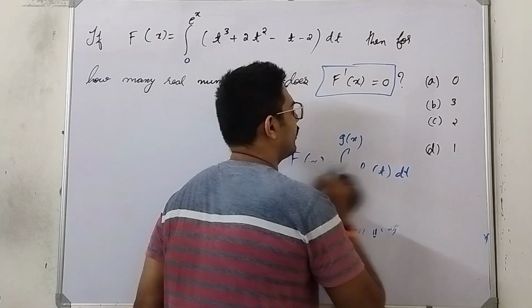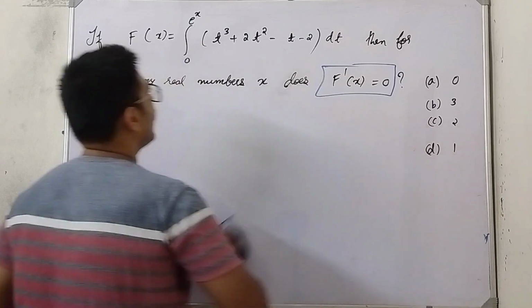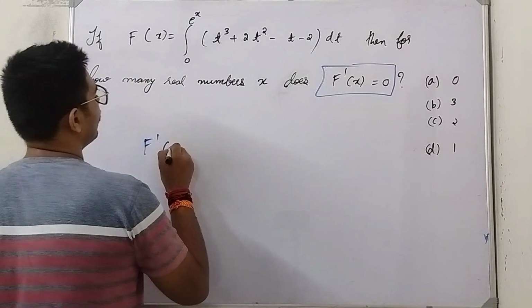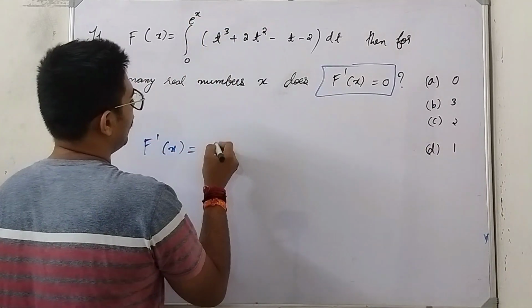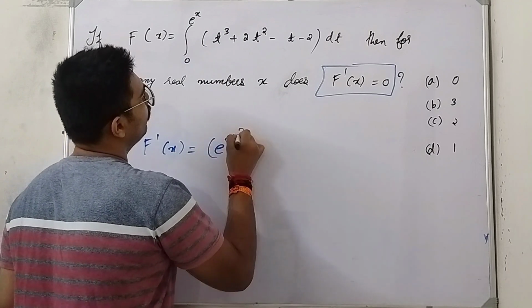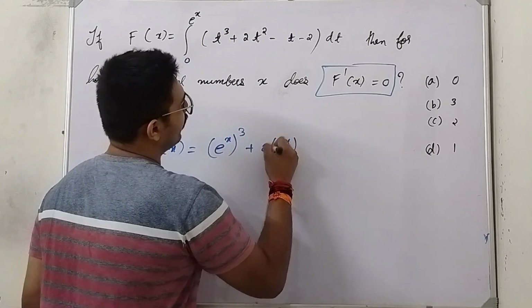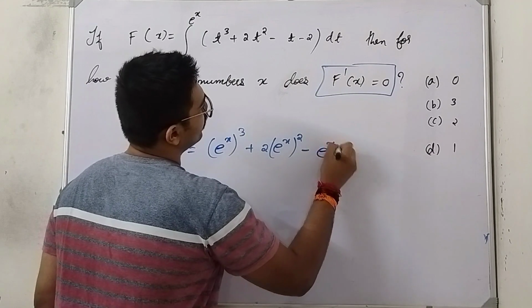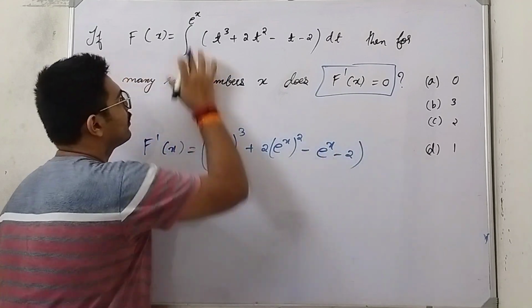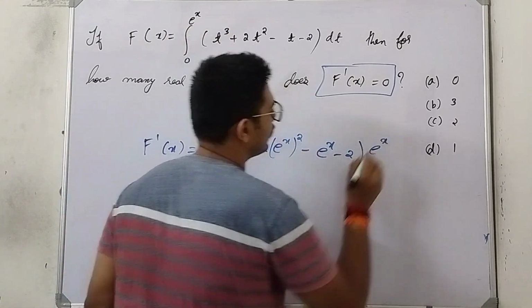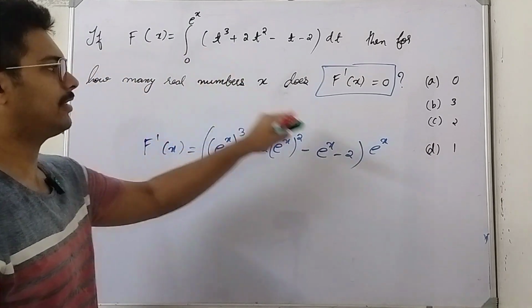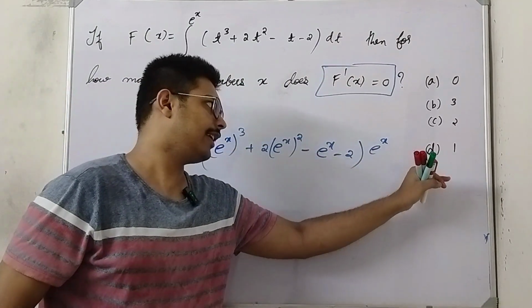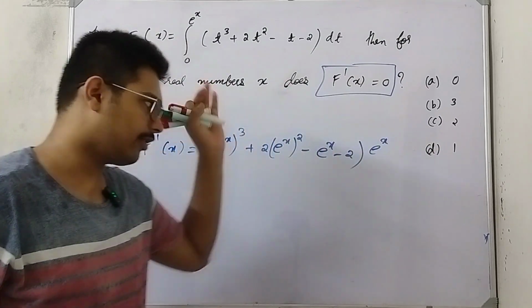Now we can start. What is the value of F'(x)? F'(x) equals, just apply the upper limit. It will be (e^x)^3 plus 2(e^x)^2 minus e^x minus 2, into the derivative of the upper limit, which will be e^x. And the lower limit, since it is a constant function, its derivative term will cancel, it will become 0. There is no need to write it.